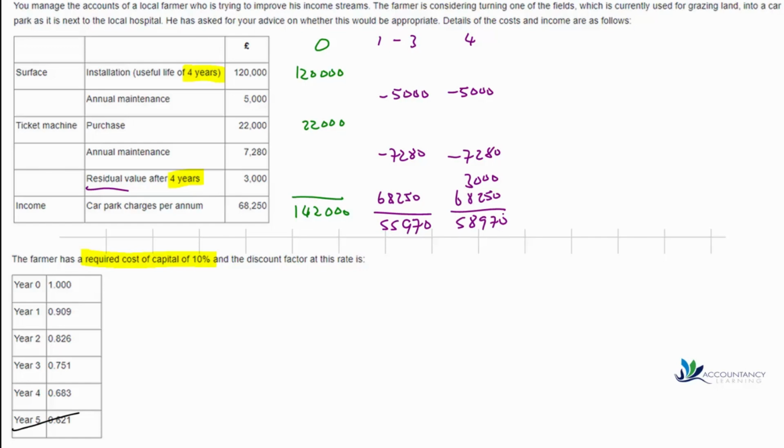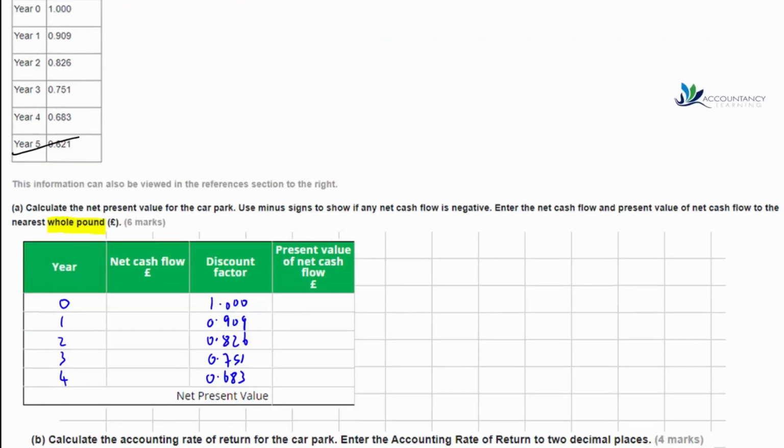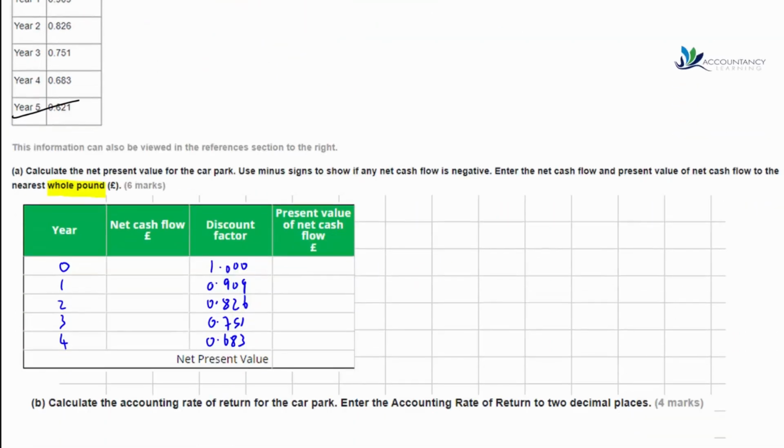Okay, so those are the numbers that we need to put into our table. So we have our cash outflow now of minus 142,000. Remember the question said use minus signs for cash outflows. And then for years 1 to 3, we have plus 55,970. And then in the final year, because we can sell the ticket machine, it's 58,970.